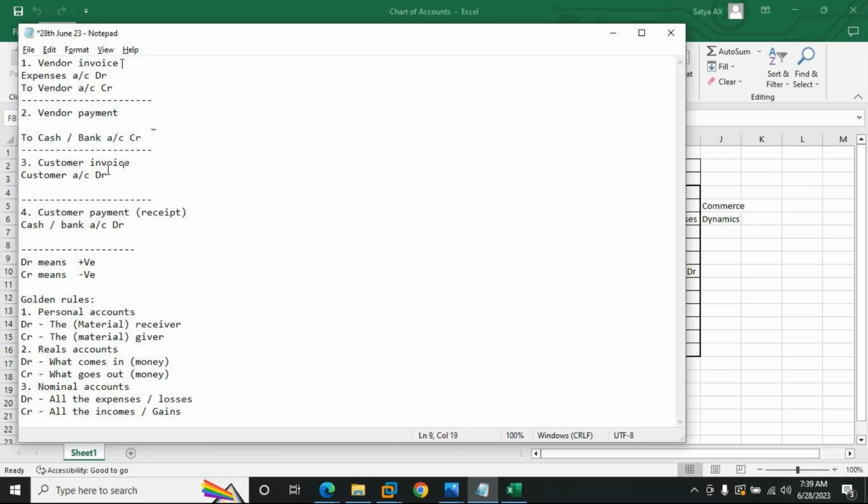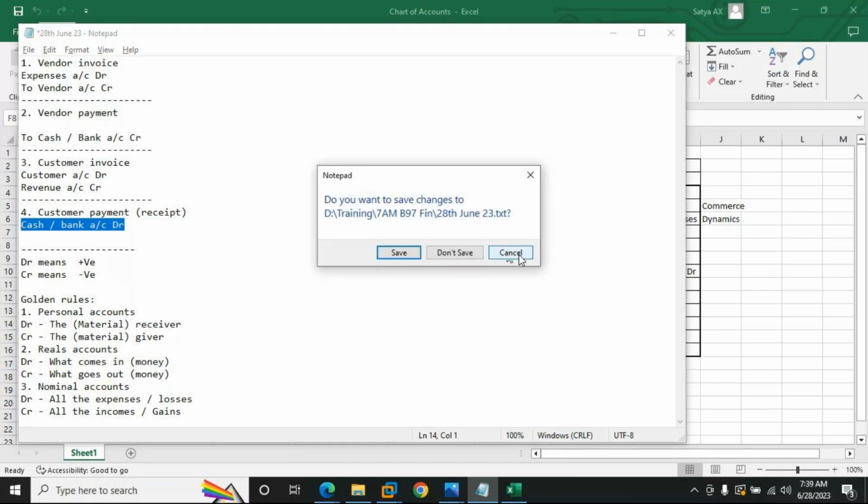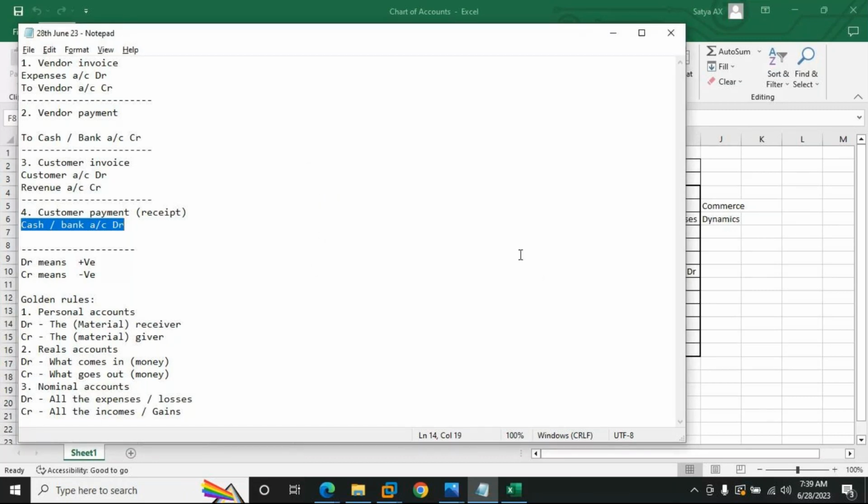Next, customer account debit to revenue account credit. The income gain is in credit. And customer payment means we are receiving money in the bank. What comes in? So in the bank, my balance will be increased. Anyhow, you will understand this commerce. It will take some time, but so many doubts about debits and credits will be cleared.